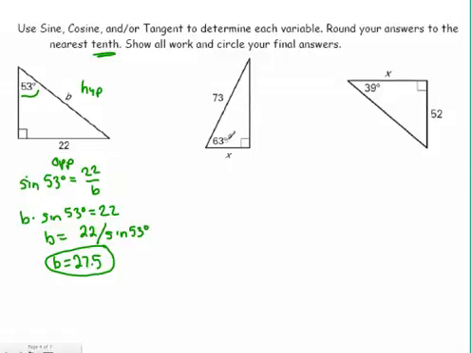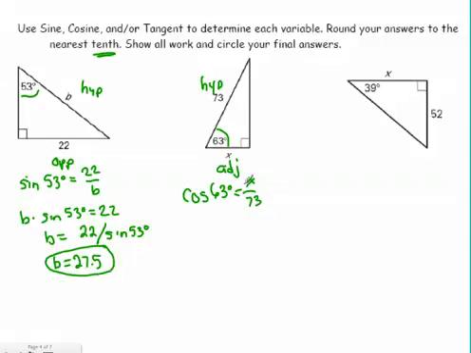For the second one here, here's my 63 degrees. I'll identify my sides. This is my adjacent side because it's the one next to my angle. This is the hypotenuse because it's across from the 90-degree angle, so they're always across from each other. Which trig function deals with adjacent and hypotenuse? Well, that's the cosine. So we'll say the cosine of 63 equals x over 73.